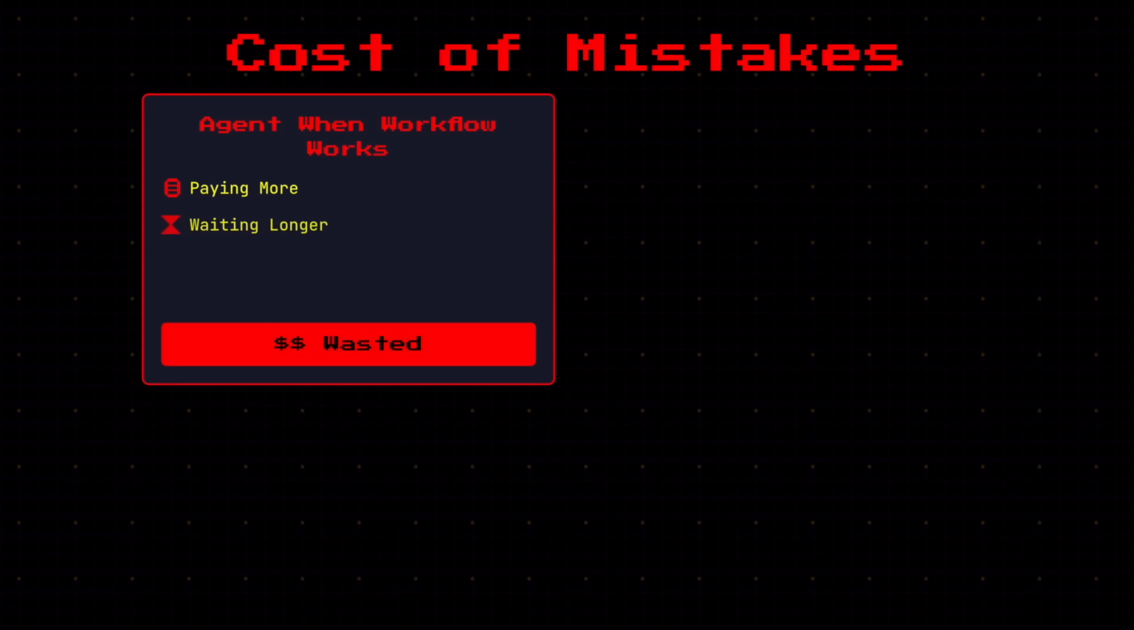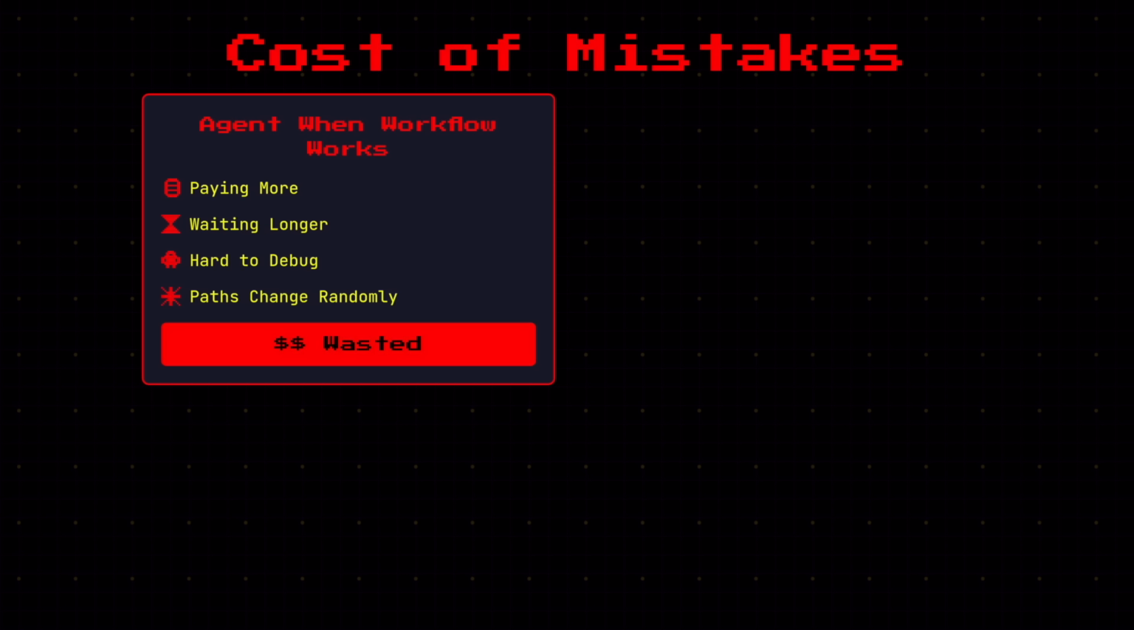Using an agent when a workflow would suffice means you're paying more per request. You're waiting longer for responses. You're spending more time debugging paths that change every run. You've also given the LLM room to go off track on a task that didn't need that freedom.